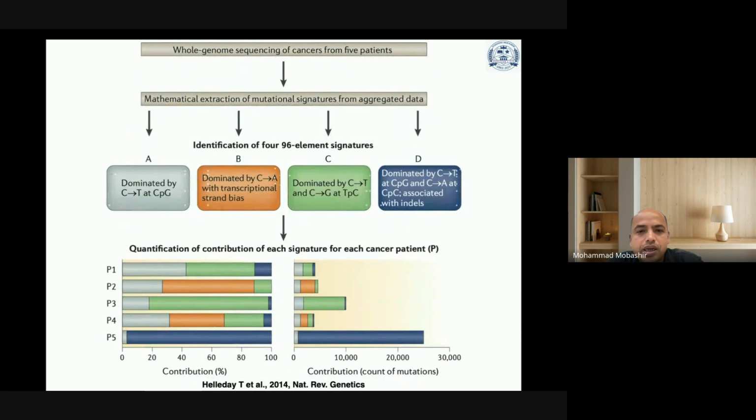I think it was a 2013 paper and a 2014 paper. Yes, and this is the same thing. If you want to understand the mutational signatures, they're like three-base-code mutational signatures. Then look for something like whole genome sequencing for cancers in different patients, then mathematical extraction of mutational signatures from aggregated data, then go for dominant ones like C to T, and then C to A, C to G, and so on. And there are a number of papers available from this group and their collaborators also from the UK, Nature journals.